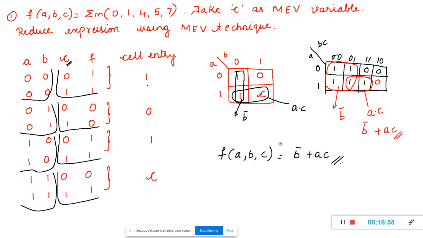Hence it is proved that using the MEV technique also we get the same answer as the K-map method, that is the Karnaugh map method. So here in the MEV technique, by this problem we learn that by using a 2 variable K-map we can map a 3 variable function. A 3 variable boolean function is mapped onto a 2 variable K-map and we have got the same answer as the K-map method. Okay, so this is very important.